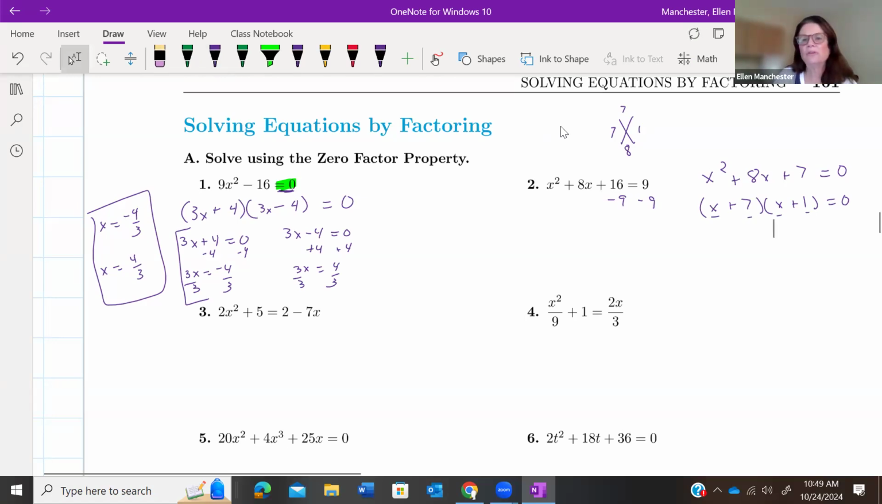And because it equals 0, I have to set both of them equal to 0. So my x is going to equal negative 7, and x is going to equal a positive, oops, I wrote it wrong, sorry. That's plus 1. So they both equal negative 7 and negative 1. So I subtract 7, subtract 1.